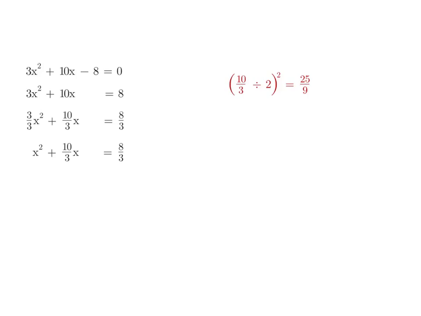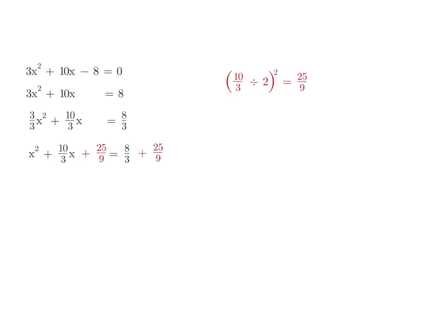Hold on. 10 thirds divided by 2 is the same thing as 10 thirds times 1/2. That is 5 thirds. I have to take 5 thirds and square it, so square the top, square the bottom. That's where 25/9 comes from. Now, here's what I do with that. I have to add it to both sides of the equation.